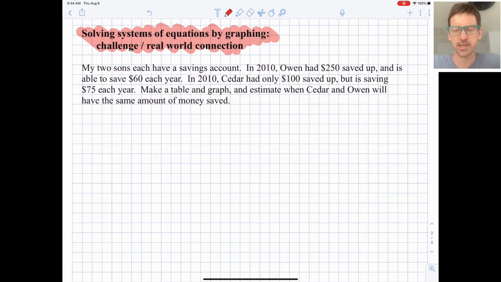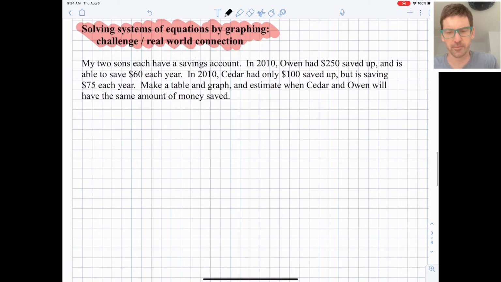And it looks like Cedar has less right now, or back in 2010 he had less, but he's trying to catch up because he's saving a little bit more each year. All right, so I'm going to start a table first, but let's get our variables set up, and let's let x equal the number of years since 2010, and that'll just make our numbers a little bit simpler, a little bit lower, easier to work with. And let's let y equal the money saved for each kid.